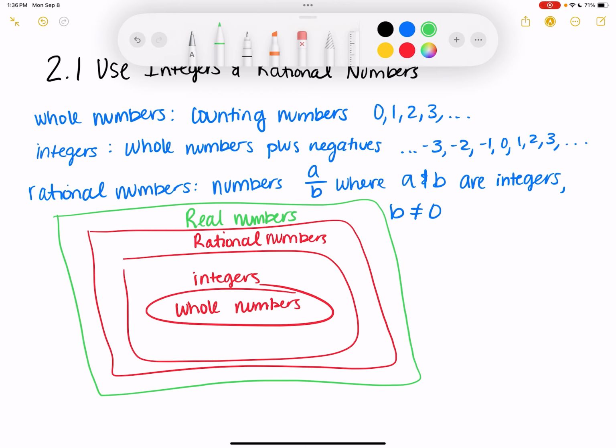We can have terminating or repeating decimals. You've probably talked about those before, but if we took 1 divided by 3, that would be 0.333333, and it goes on forever. That's a repeating decimal. But if I did something like 3 divided by 4, that's equal to 0.75. That's a terminating decimal. But both of those are rational numbers as well.